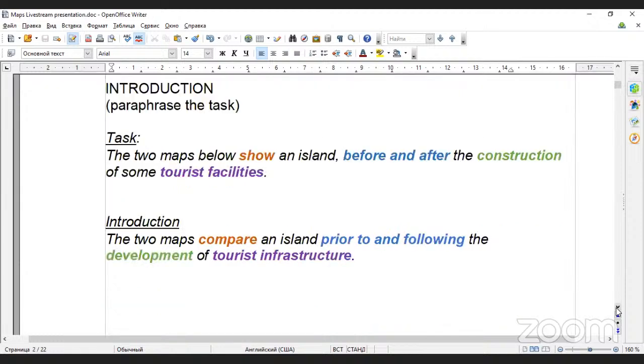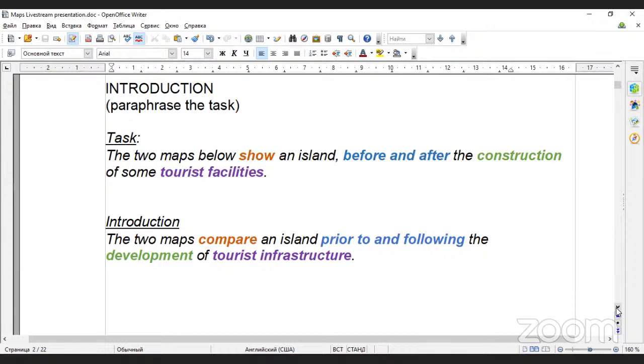So, IELTS map description. Map descriptions, like any academic writing task 1, consist of 3 main elements: introduction, overview, and detailed paragraphs. When we talk about the introduction, what we need to do is to paraphrase the task.